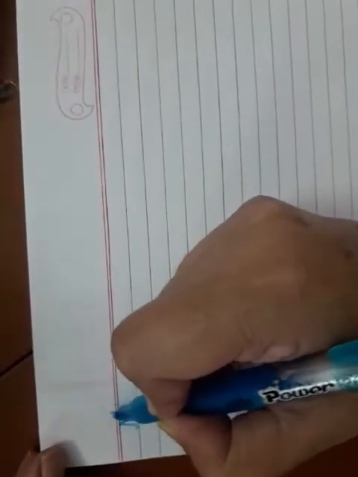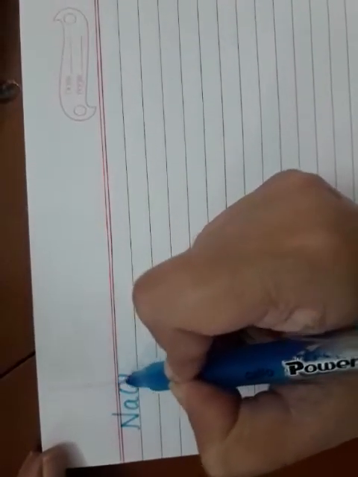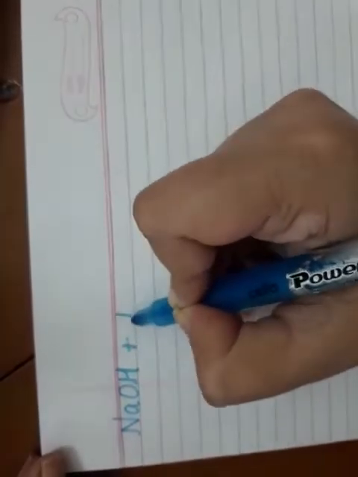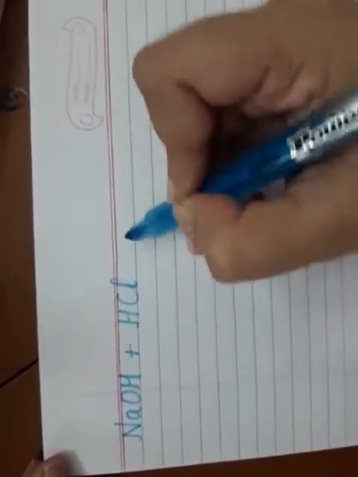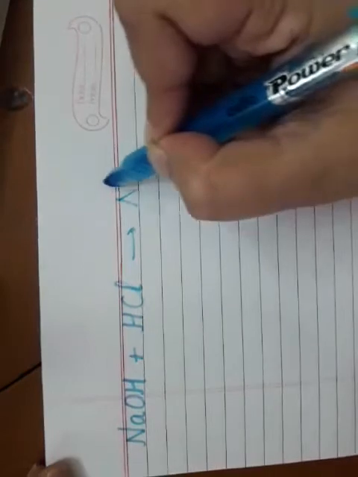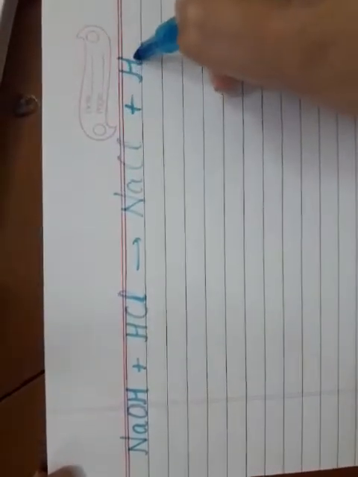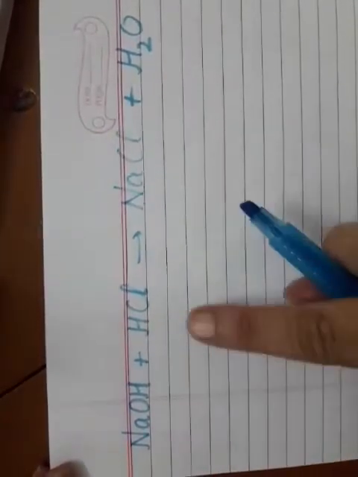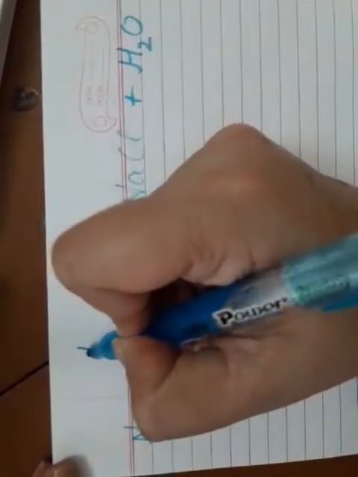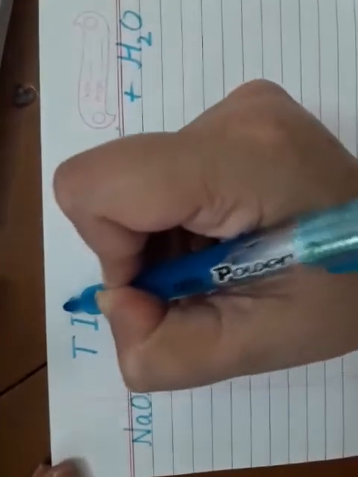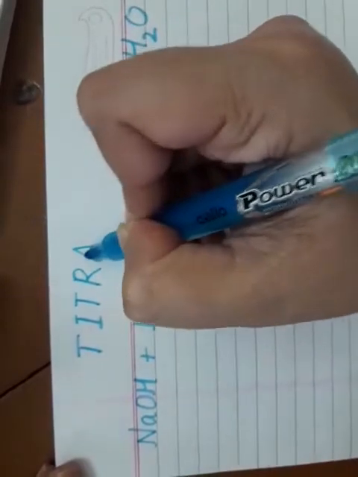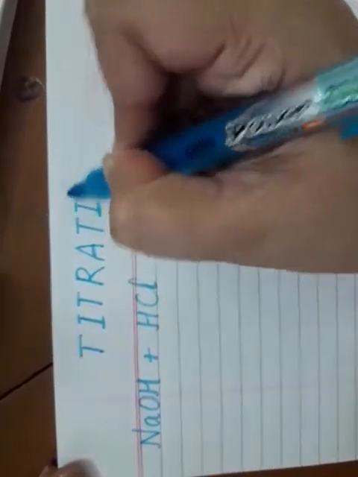So you see NaOH with HCl will give me NaCl plus H2O. So this reaction between a base and an acid is called neutralization, but here you will write it under the heading of titration because your base is soluble in nature.